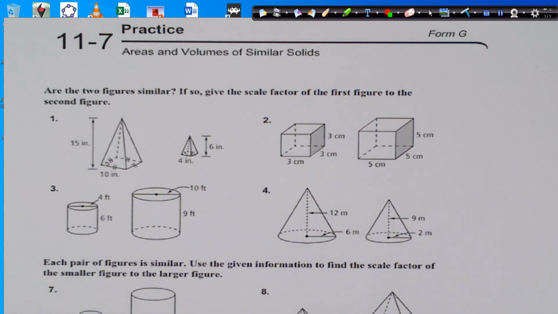Hey guys, welcome. We are doing the 11-7 evens. So here we go. Are the two figures similar? If so, give the scale factor of the first figure to the second figure.